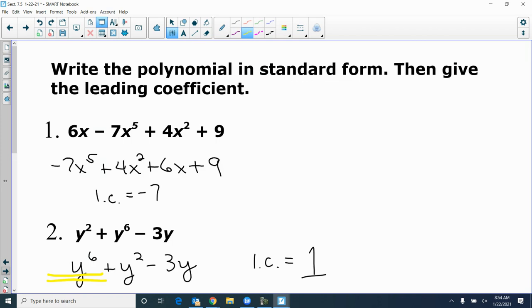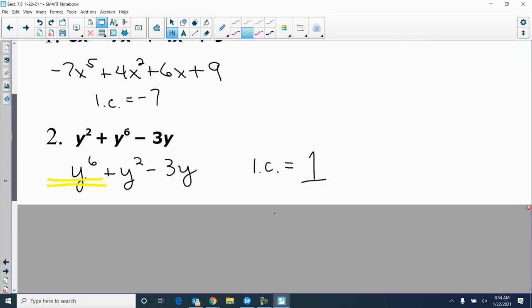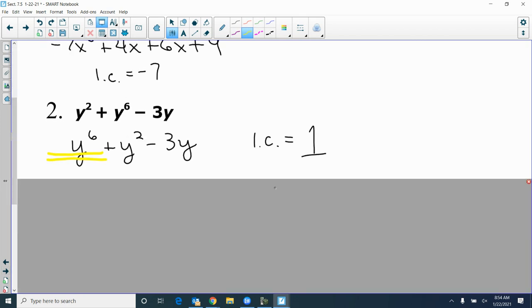So once you reorder it, you only look at the first term. Well, you say there is no coefficient there, but what do we always say? There's an unwritten 1 there. So when we talk about leading coefficient, it has to be a number. It cannot be a y, it cannot be the exponent. It is whatever's in front of there. There's an unwritten 1 there. So you have to say 1.